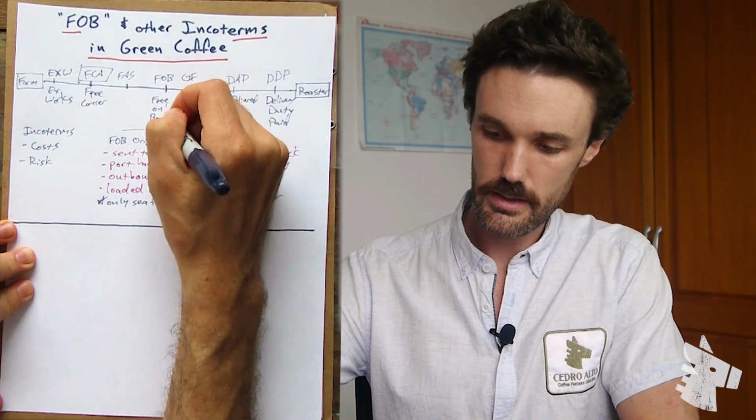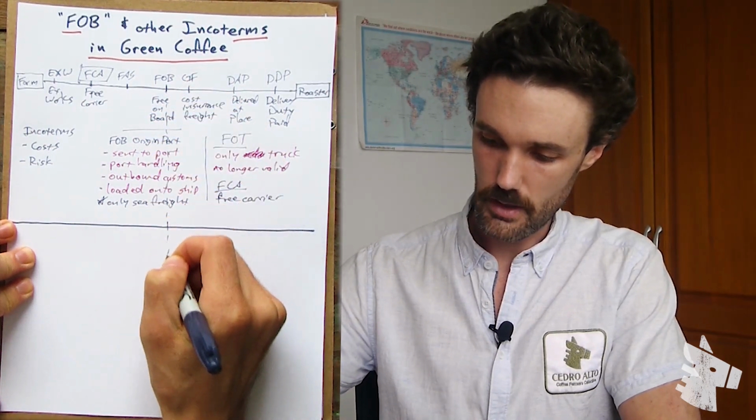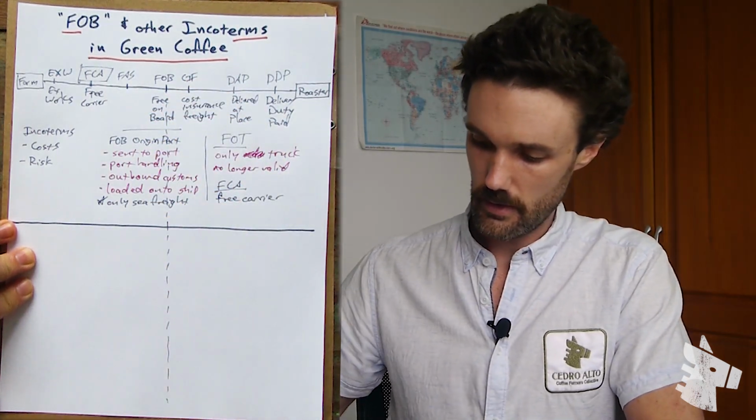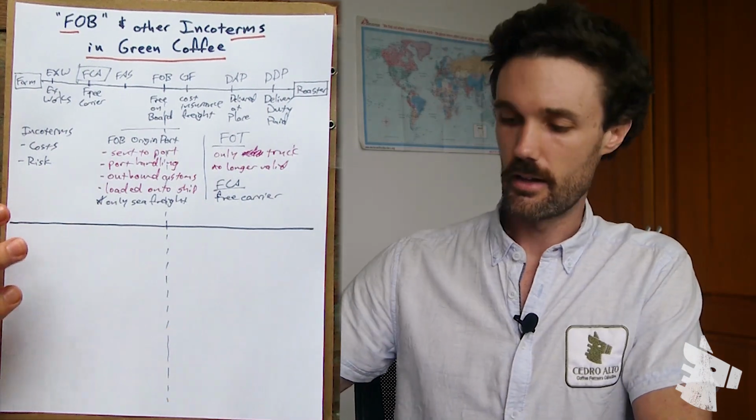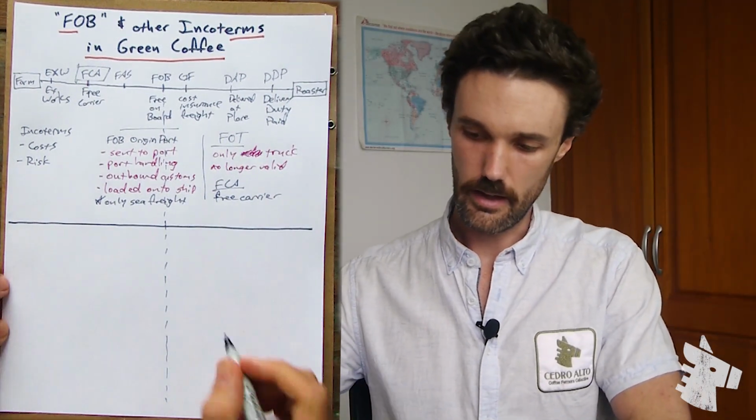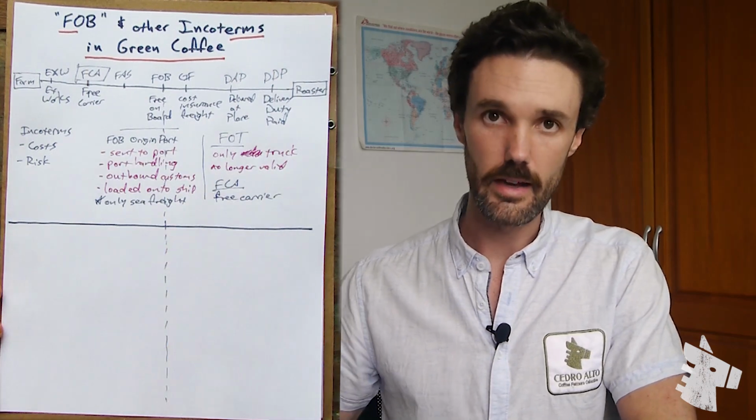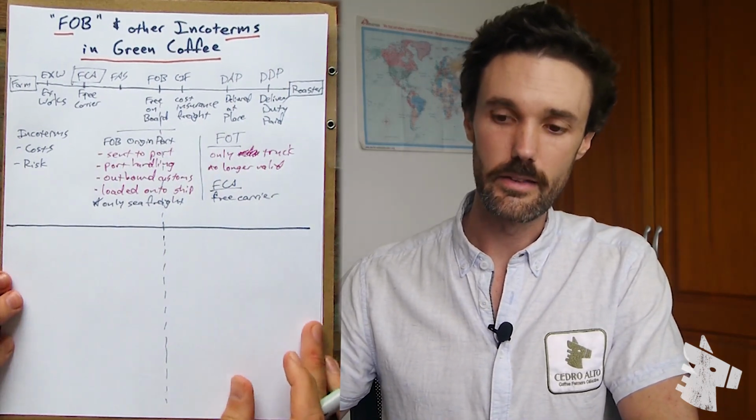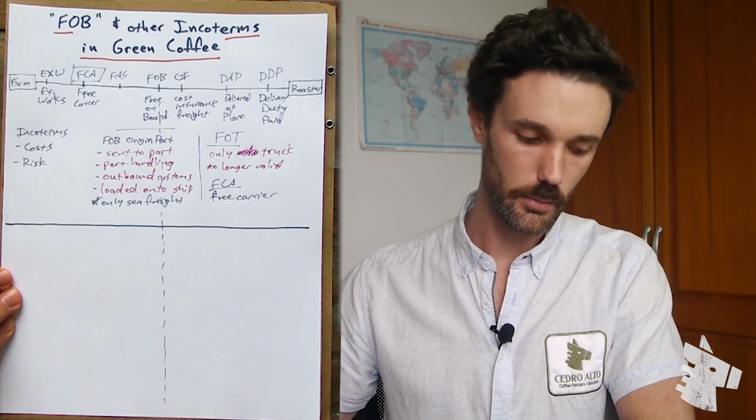So let's draw this FOB line as if it were the national border. Essentially, it's when green coffee is going to be leaving a country. And what does that mean to the actors involved? Well, that really depends on the kind of supply chain that's being employed here.